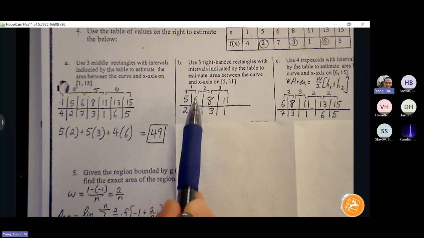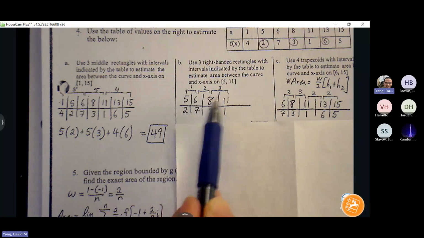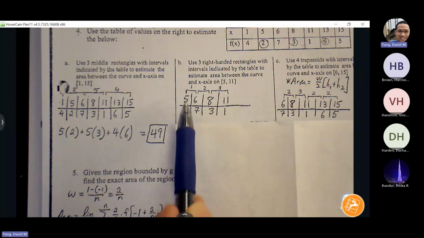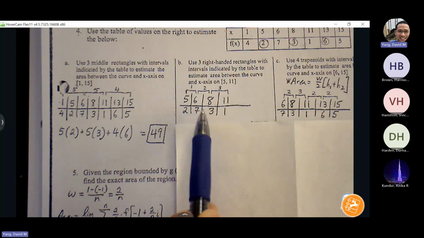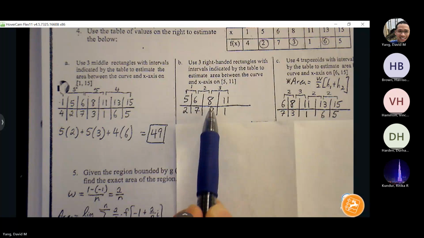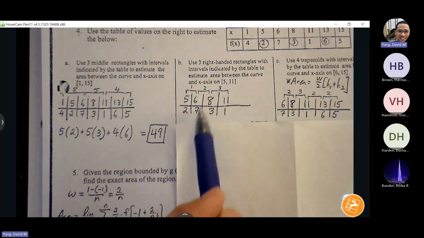So subtract the numbers in the first row. That will get you your width. And then first rectangle, I want to use the height of 7. Second rectangle will be a height of 3. Third rectangle will be a height of 1, because I'm doing right-handed rectangles. So every subinterval, I'm pulling the y value on the right.